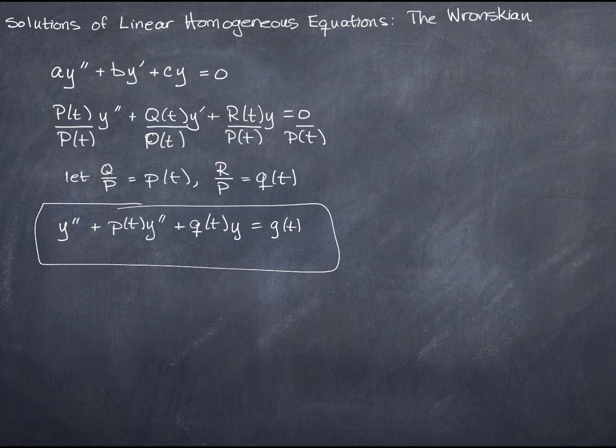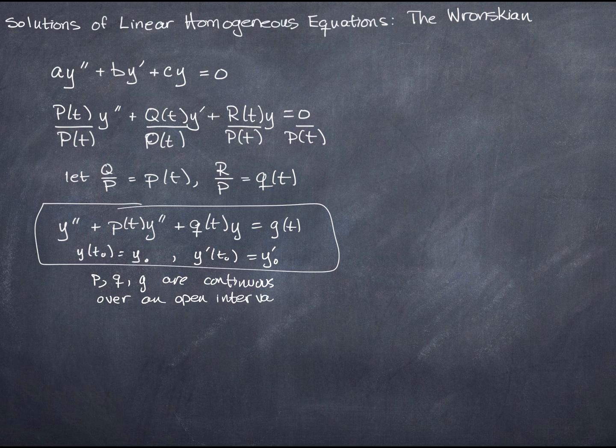And that says, if you have such an equation with initial values y naught and y prime naught, and if p, q, and g are continuous functions, and they need to be continuous in the same way as they did when we were looking at the first order differential equations, we're going to do this over an open interval I that contains our t naught value, the value that we've plugged into the solution.